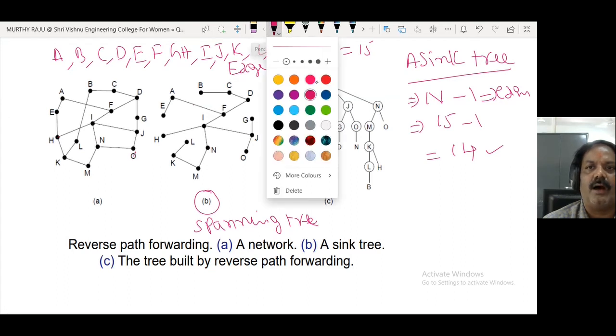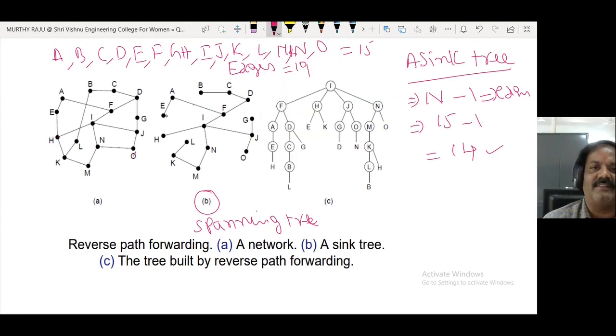It includes all the vertices from A to O. This is the spanning tree, which includes all the vertices from A to O. This is the tree built by reverse path forwarding.